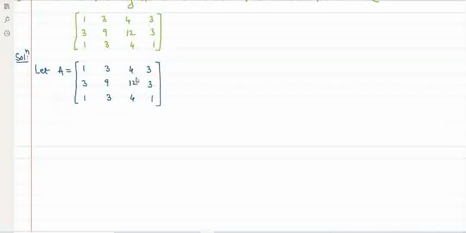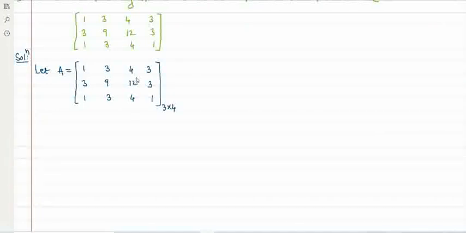So what is the order of the matrix? Simple questions I'm asking. So if you reply, 3 cross 4. 3 by 4. Okay, 3 by 4.